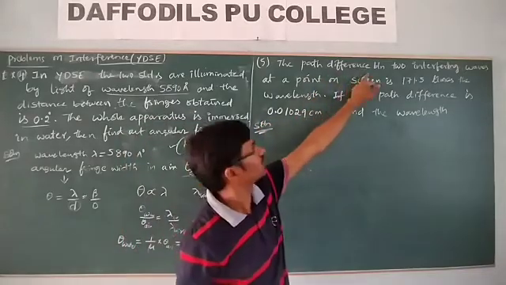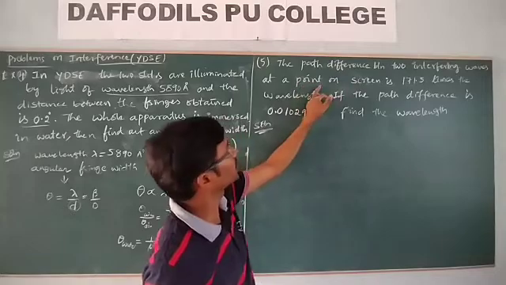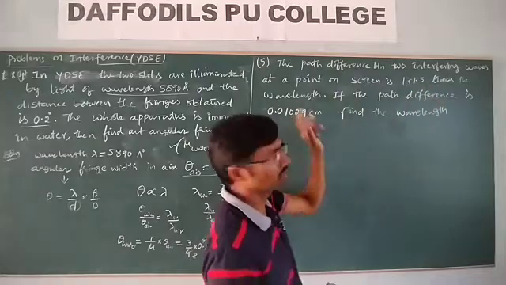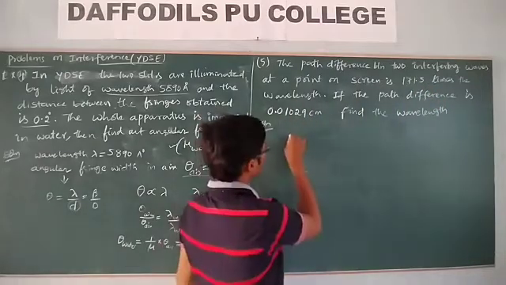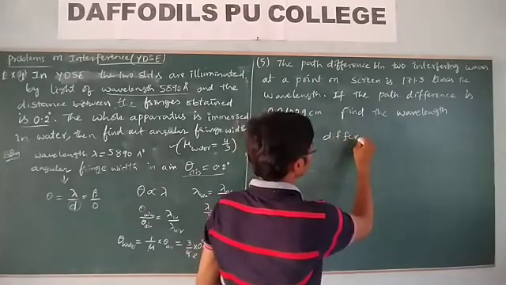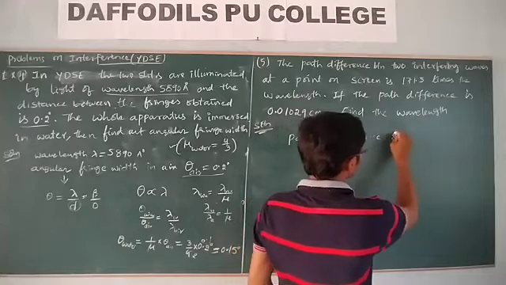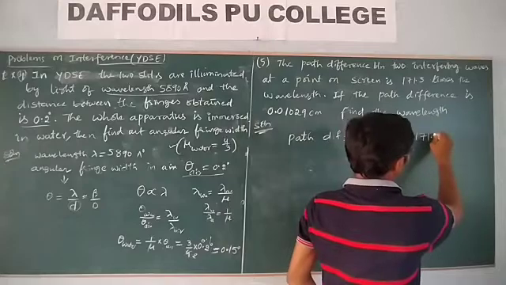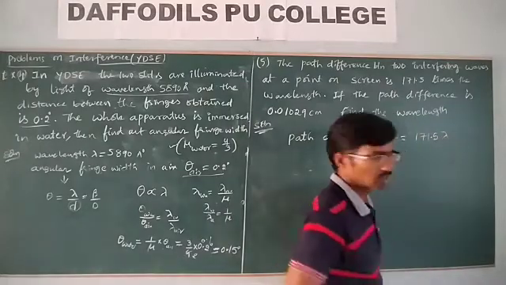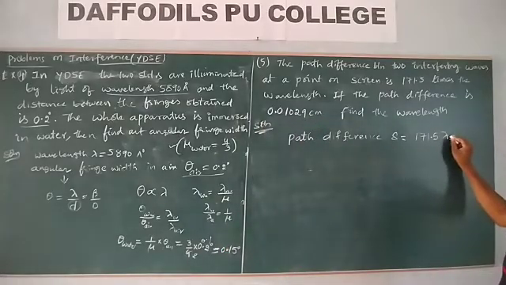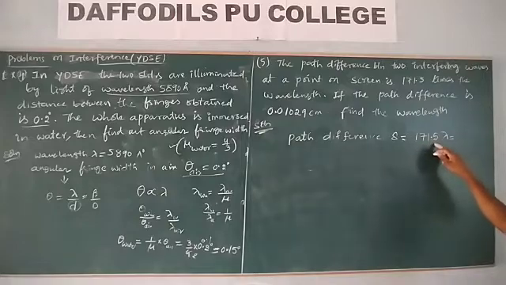The path difference between two interfering waves at a point on the screen is 171.5 times the wavelength. So what is given? Path difference delta is equal to 171.5 times the wavelength. So what can you write here? That is equal to 171.5, and you multiply and divide by 2.